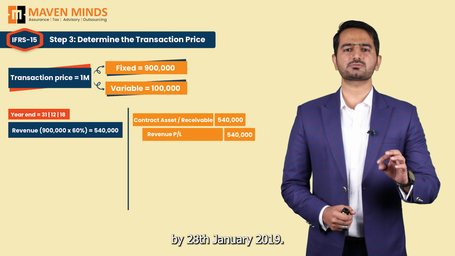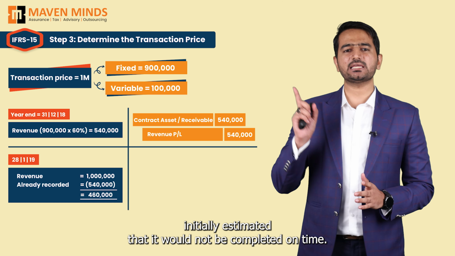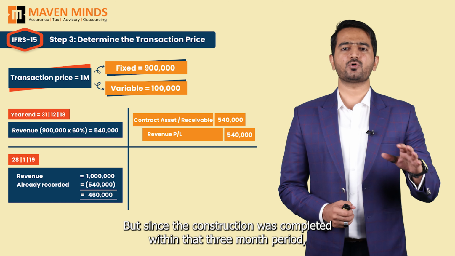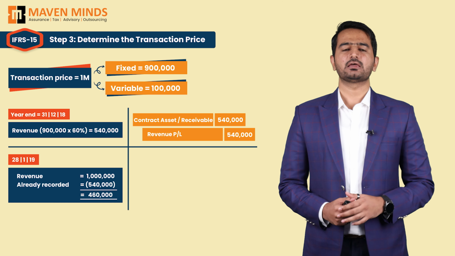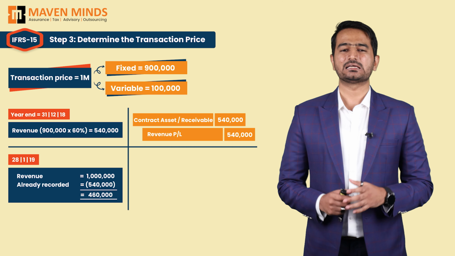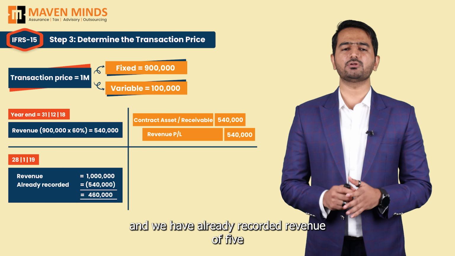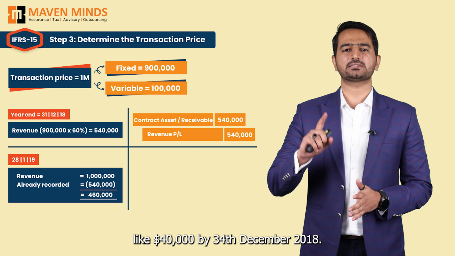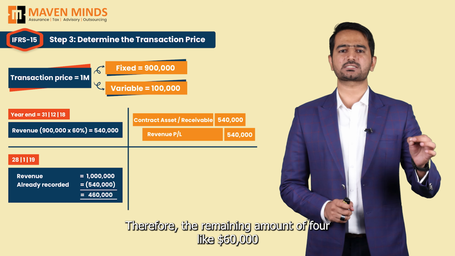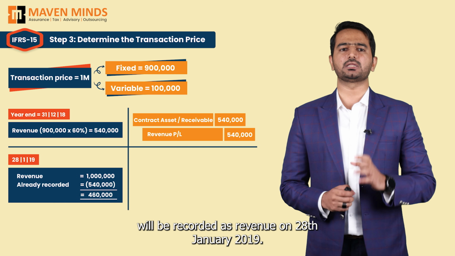By 28th January 2019, the construction is completed. Even though we had initially estimated that it would not be completed on time, since the construction was completed within the 3 months period, the variable consideration will now be included in our contract transaction price. Thus, the total transaction price is $1 million. And we have already recorded revenue of $540,000 by 31st December 2018. Therefore, the remaining amount of $460,000 will be recorded as revenue on 28th January 2019.